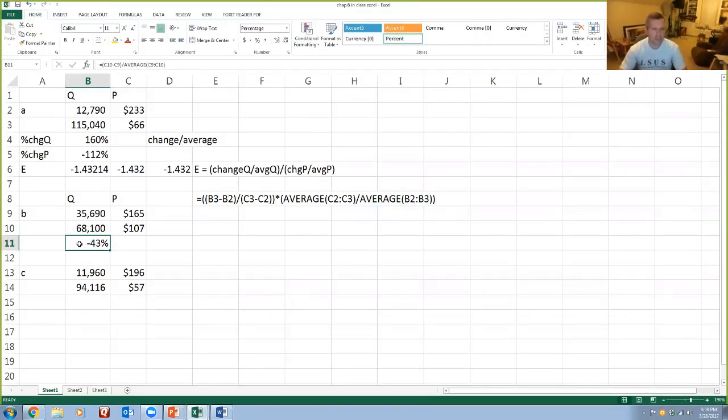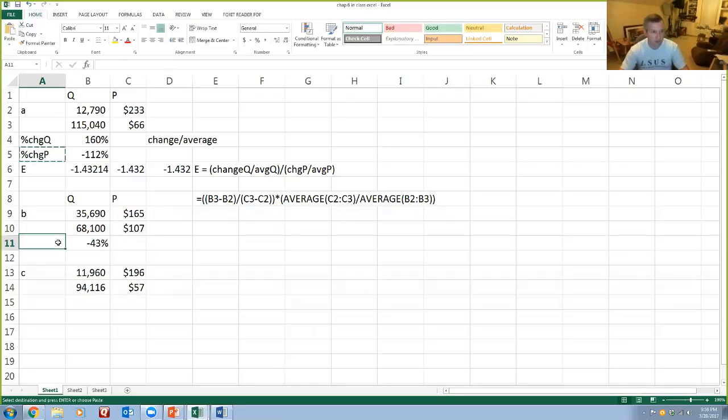If you look just at the sheet, as I downloaded the sheet, I had cell B11 that was filled in, and I didn't really label it at all. But if I look at it, it's giving me the percent change of price for this second example, example B, doing $107 minus 165 divided by the average of those two. So this negative 43% here is actually the percent change of P.